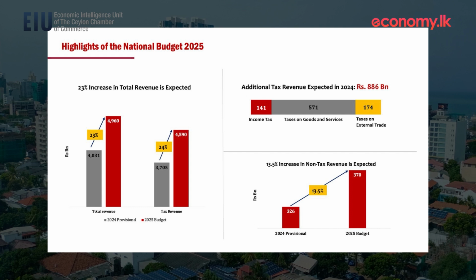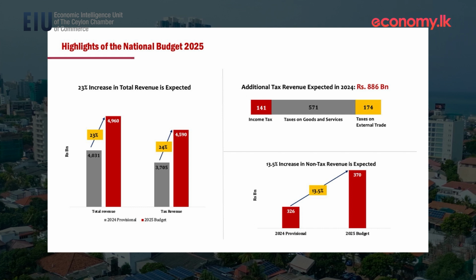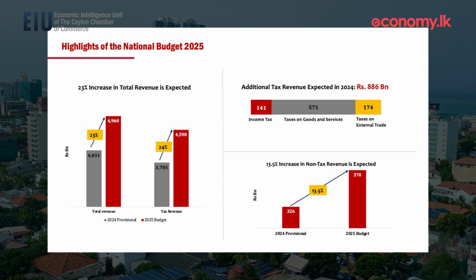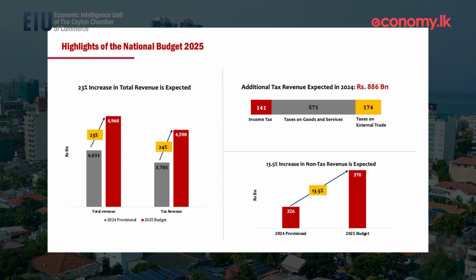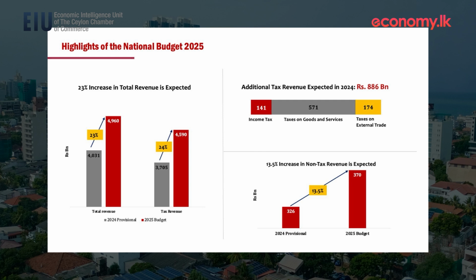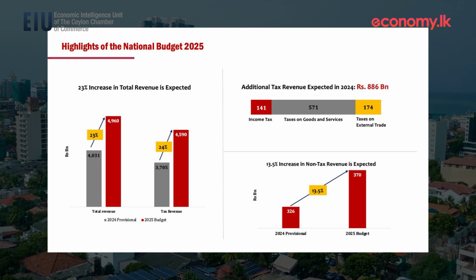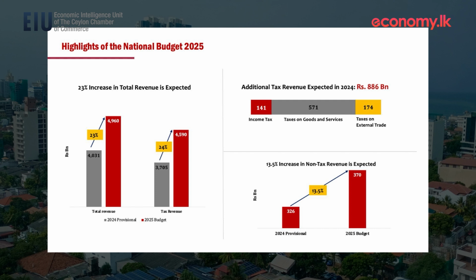And in absolute terms, what you see is an 886 billion rupee increase in tax revenue. And where is that coming from? That is what you see on your top right-hand corner: 141 billion from income tax, and mainly about 571 billion rupees from taxes on goods and services.